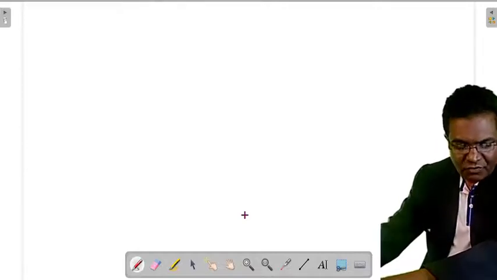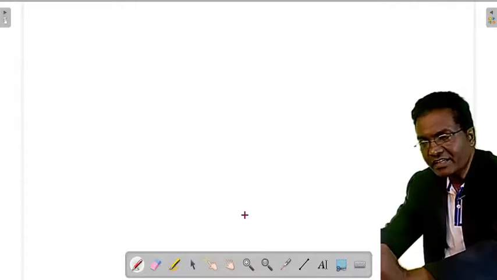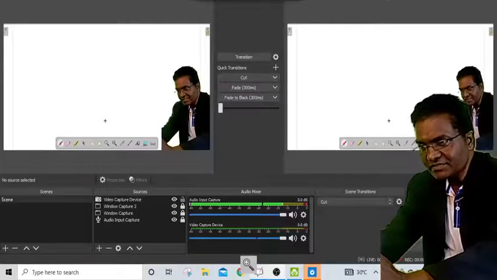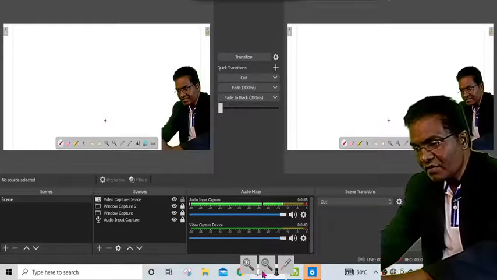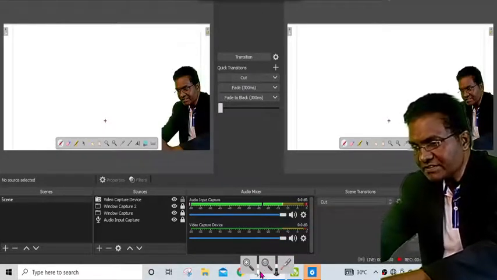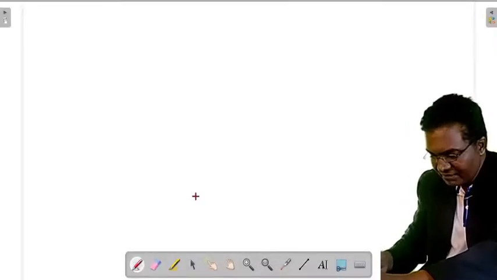Hello students, welcome to another session of integration by using trigonometric identities. In the last session we discussed some of the examples from exercise 7.3, and here are the remaining ones.